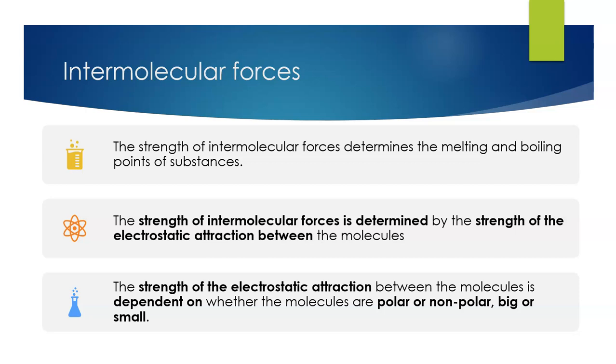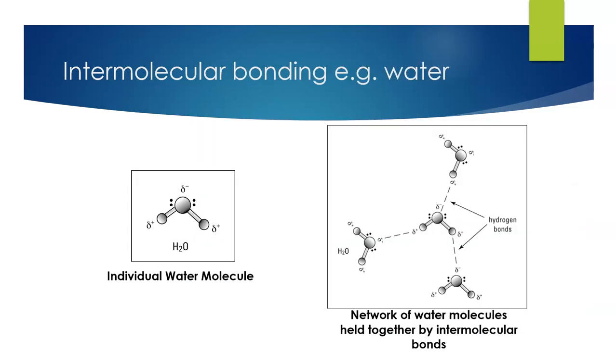So if we've got something that is polar and has that partially positive and partially negative, we're setting up a situation where we could see stronger intermolecular bonds. That strength of the electrostatic interaction is completely dependent on whether the molecules are polar, non-polar, and how big or small they are. Examples of where we see intermolecular bonding making a huge difference to the substance is water.